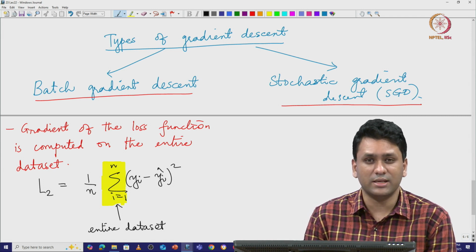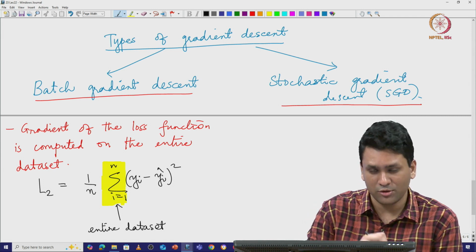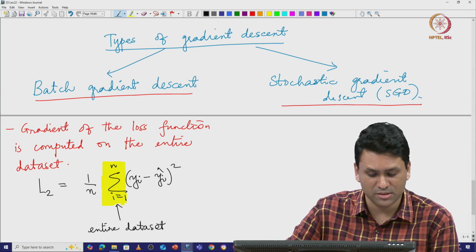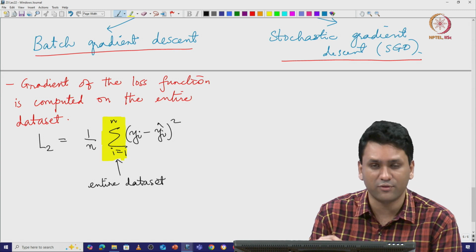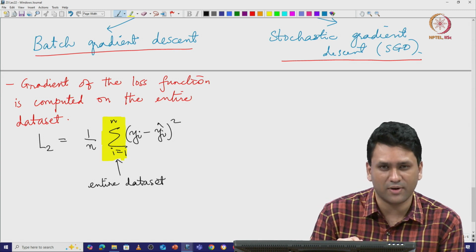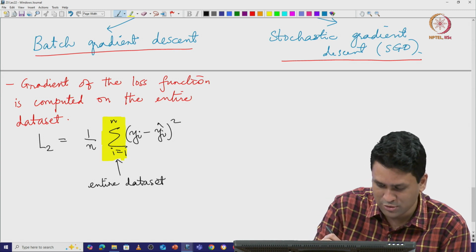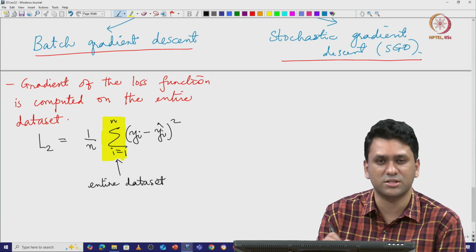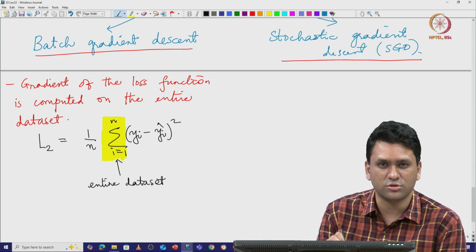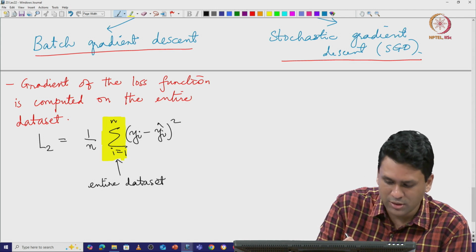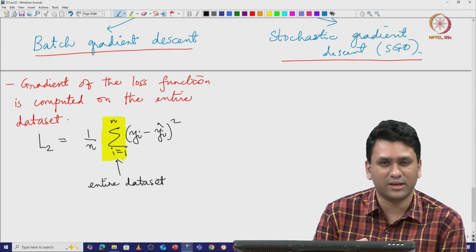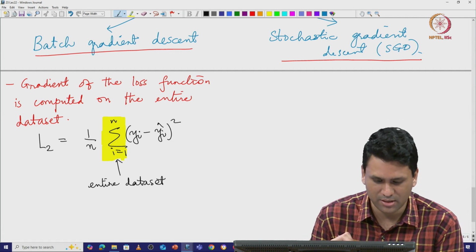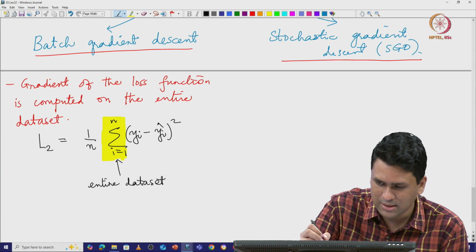If that number is in the millions or billions, then you will spend forever just computing this sum and the value of the loss function and the gradient of the loss function, because you have to take the gradient of this loss function with respect to each of the parameters. So yi hat, if you remember, depends on the model parameters, so there will be a chain rule that has to be applied and so on and so forth. But the crux of the matter is, because this summation runs over all the data points, we spend a lot of time just computing this gradient. So that's the problem in this case.